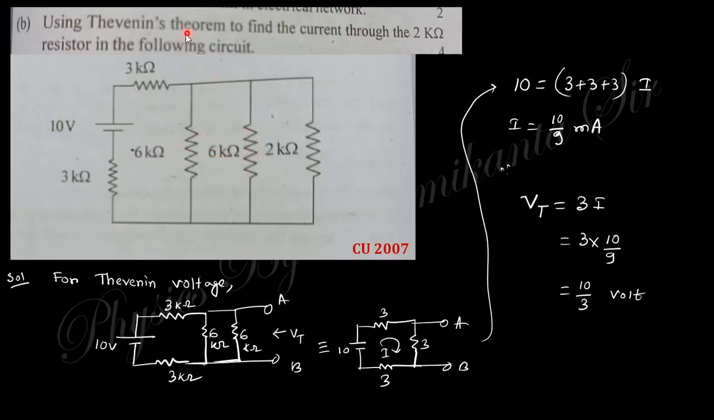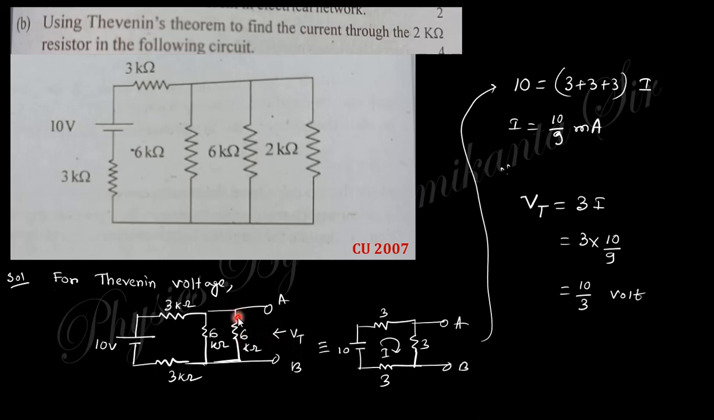Here is the same question, using Thevenin theorem, find out the current through this 2 kilo ohm. You need to find out the current through 2 kilo ohm using Thevenin theorem. For Thevenin theorem, you find out the Thevenin voltage and Thevenin resistance. How will we get the Thevenin voltage? Just eliminate this resistance. You will get this voltage across this one.